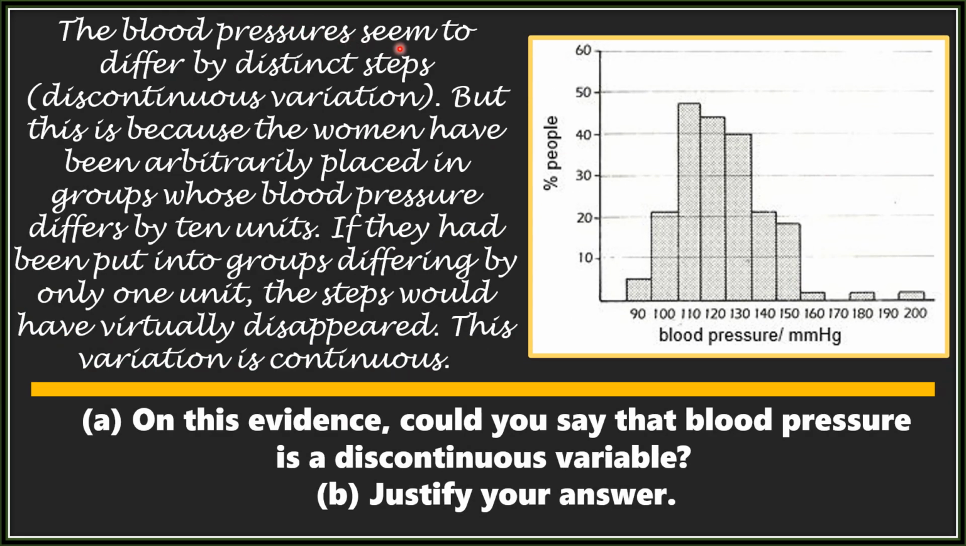Blood pressure seems to differ by distinct steps, which suggests a discontinuous variation. But this is because women have been arbitrarily placed in groups whose blood pressure differ by 10 units. If they had been put in groups differing by only 1 unit, the steps would have virtually disappeared. This variation is continuous.